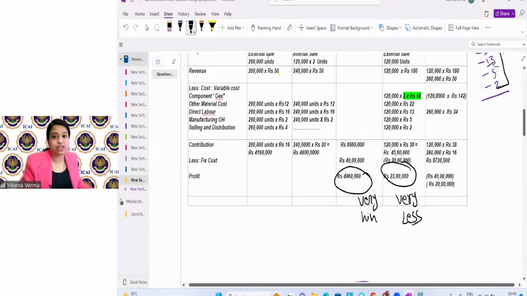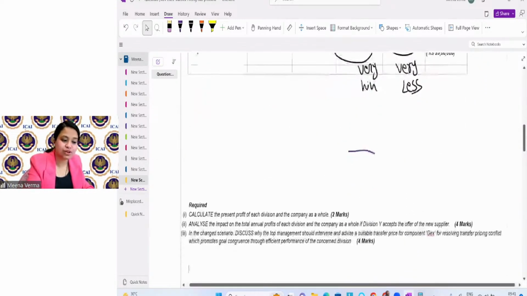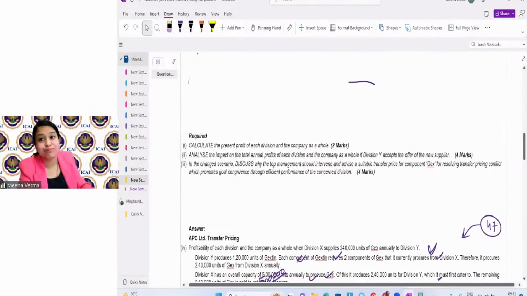So division Y की profitability बहुत कम है. Division X की profitability is very high. So division Y manager is feeling like मेरे साथ नाइंसाफी हो रही है, right? So division Y will see, instead of buying from X, let's buy it from outside. So that is increasing the profitability of Y, but it is not good for the company as a whole.